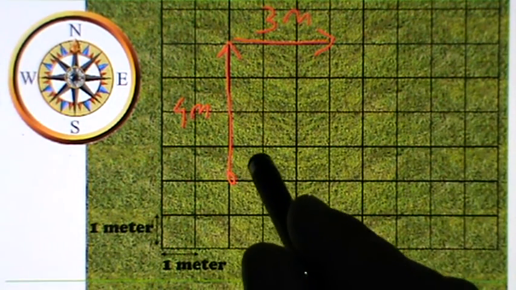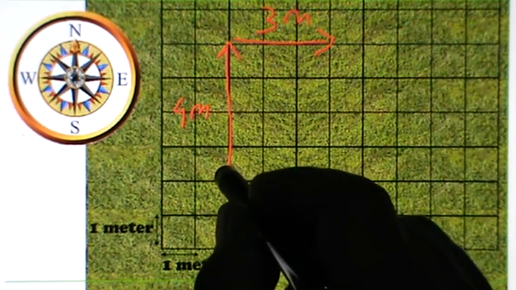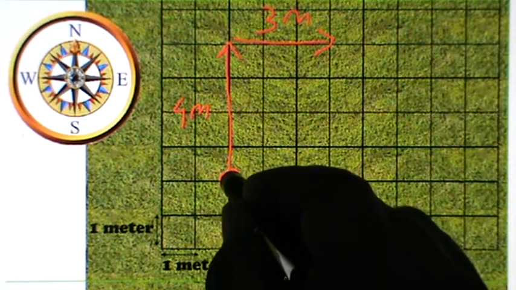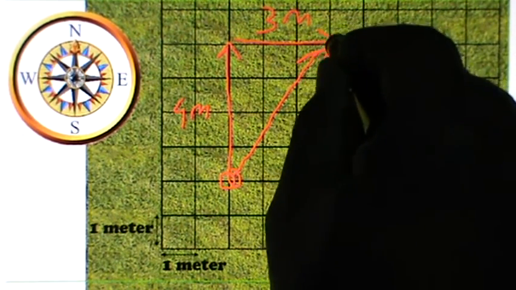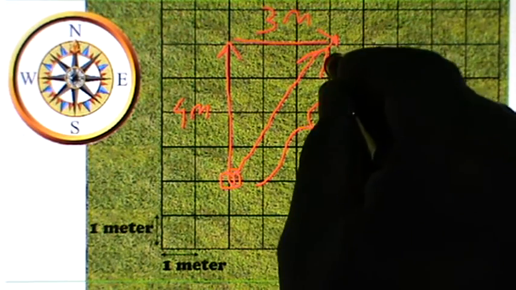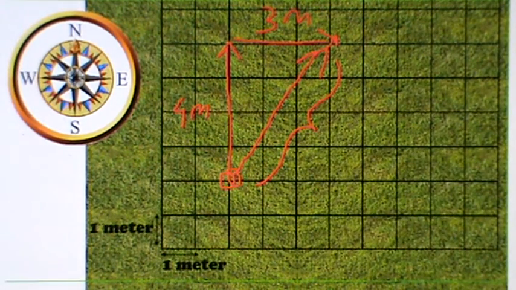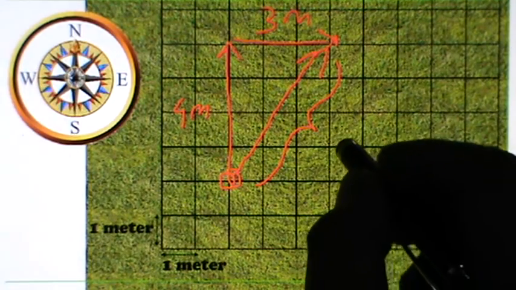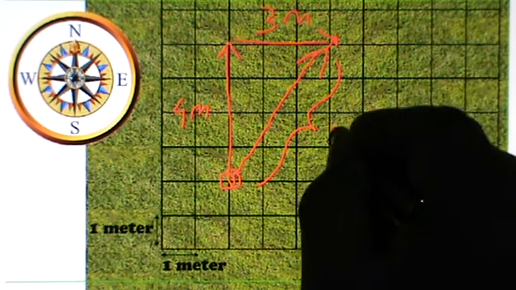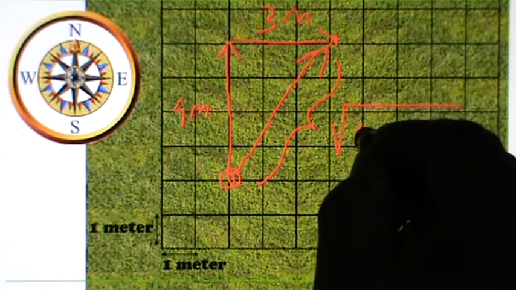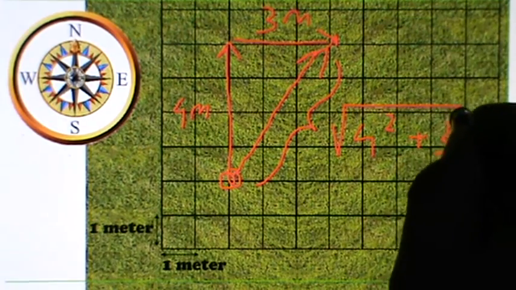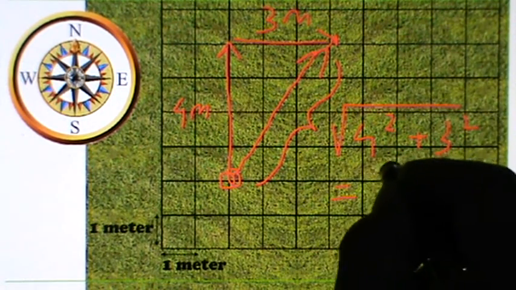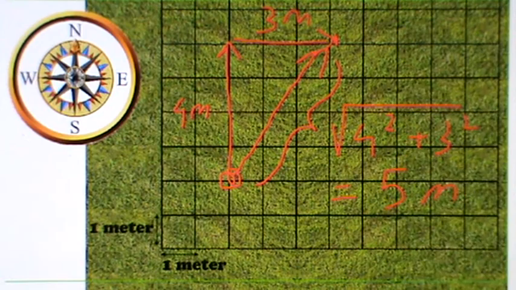But the displacement of this boy is the vector starting from this point, ending at this point. And if you calculate the magnitude of this displacement using the simple Pythagorean theorem, you will get square root of 4 squared plus 3 squared, and you will get 5 meters. That's the displacement of this boy.